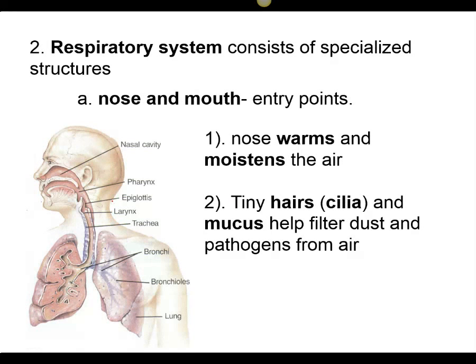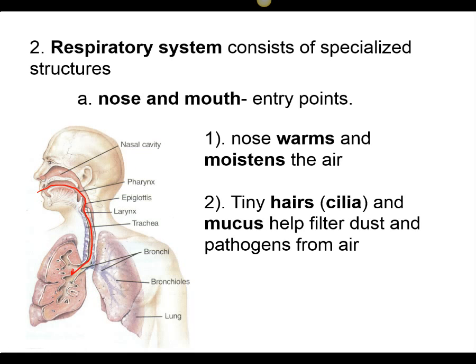The pathway in which air travels: first of all, we have the nasal pathway, nose. But air can also come through the oral pathway, the mouth. Now, if you swallow air and it goes through your esophagus, that's where you can burp. You don't want to swallow air. We want the air to go in through our trachea.